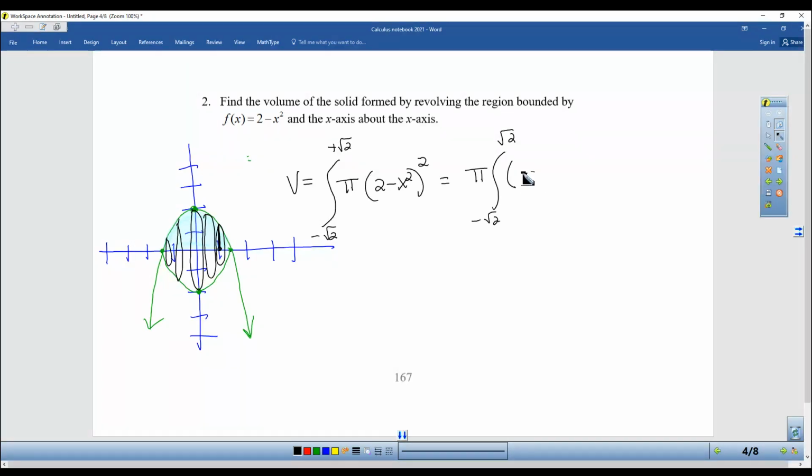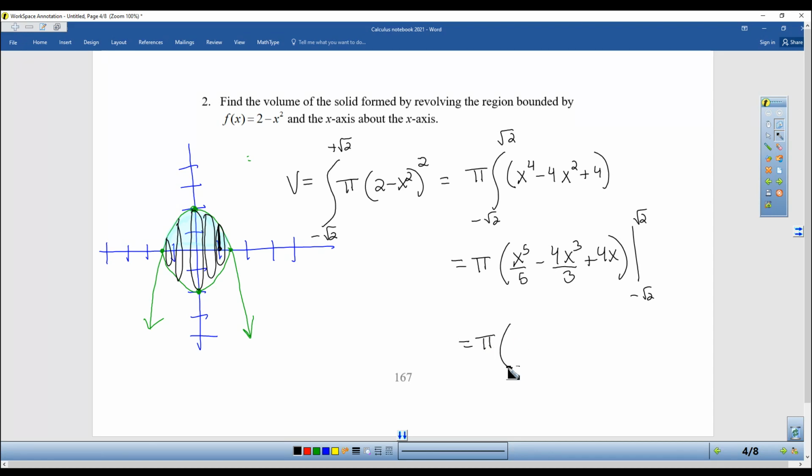When I expand this, I get positive x to the 4th minus 4x squared plus 4, which is x to the 5th over 5 minus 4x cubed over 3 plus 4x from negative root 2 to positive root 2. This looks perfectly terrible, doesn't it? It is a little bit awful. So pi times, okay, I really want you to think about this.